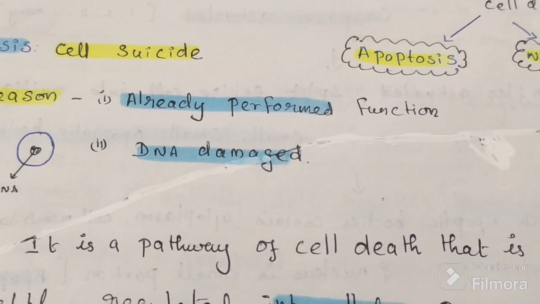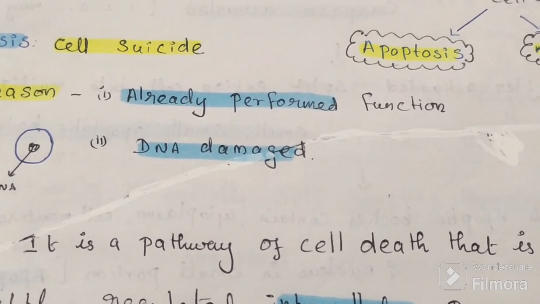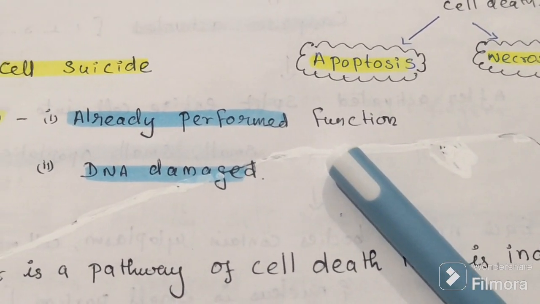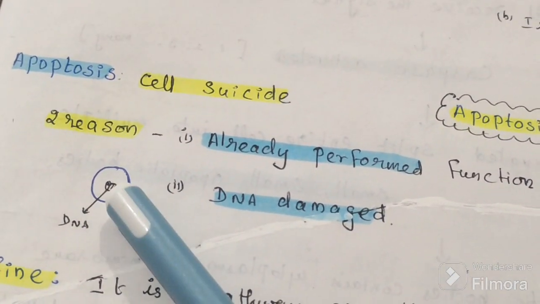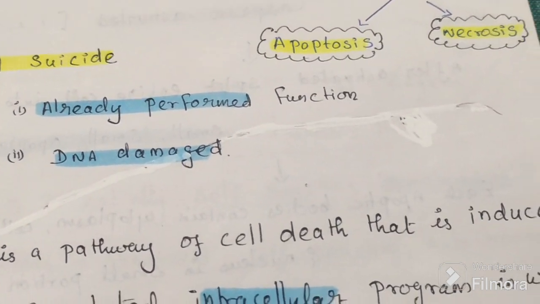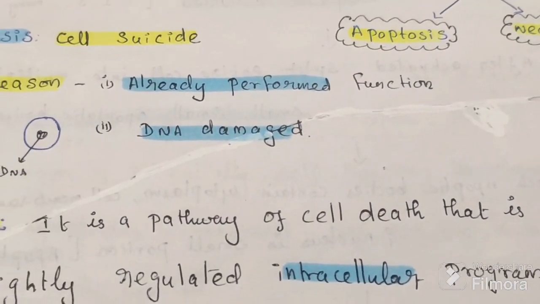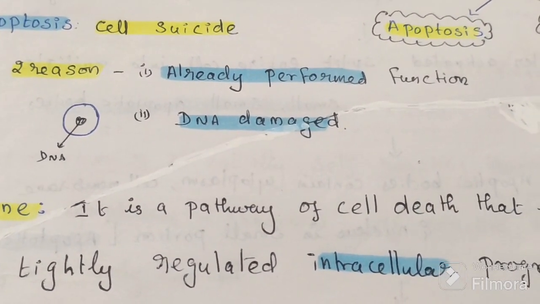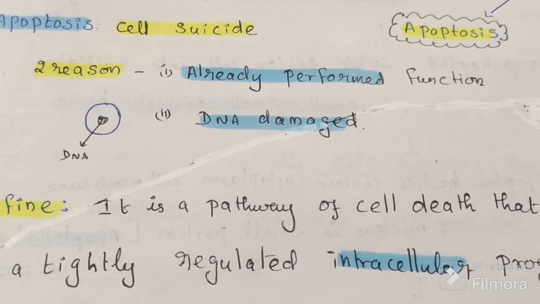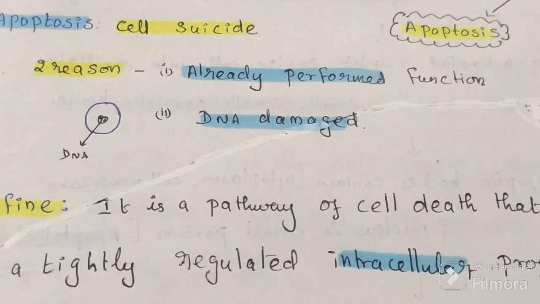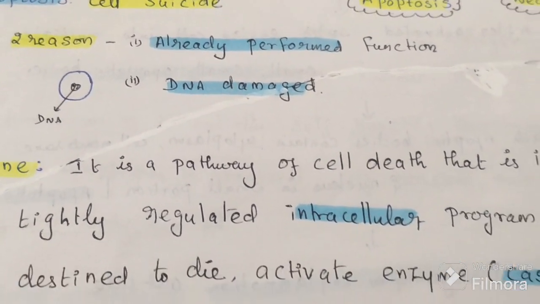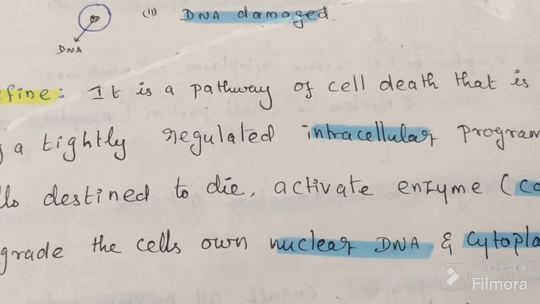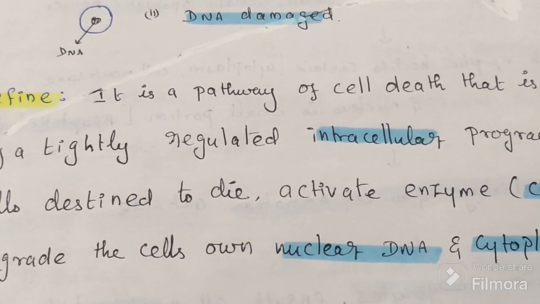Either the cells in the human body have already performed their function and are of no more use, or otherwise the DNA of the cell is damaged to such an extent that it is beyond repair. Now this cell can commit suicide, otherwise it can be converted into a cancer cell. So, according to Robbins, it is a type of pathway.